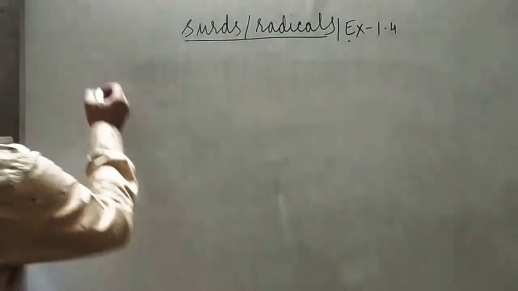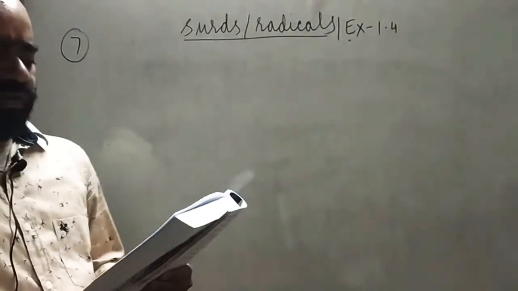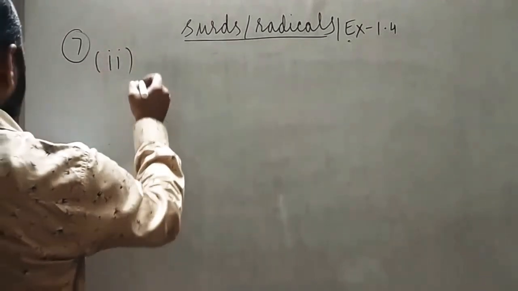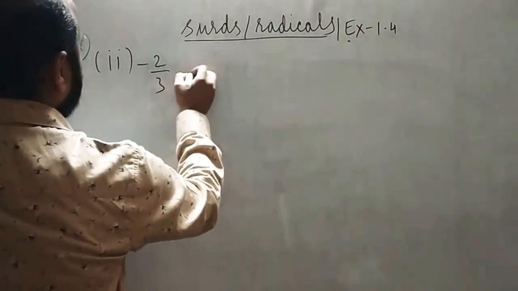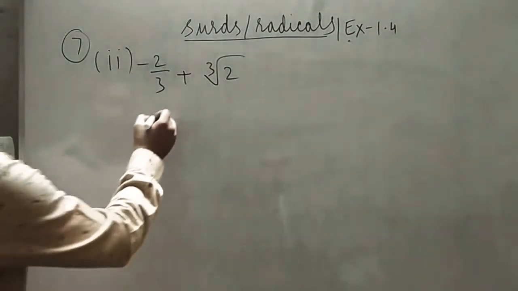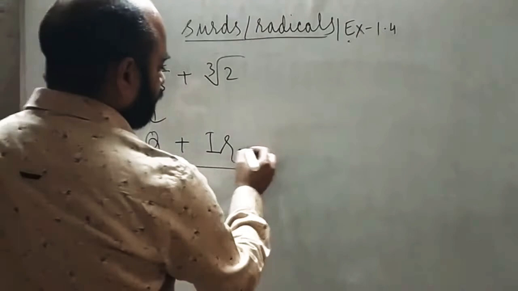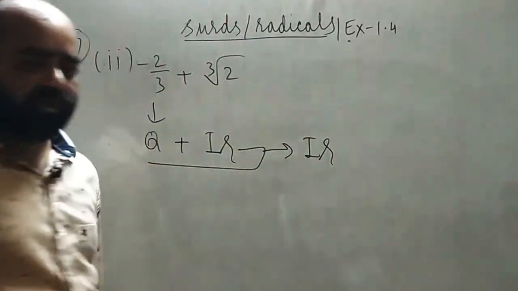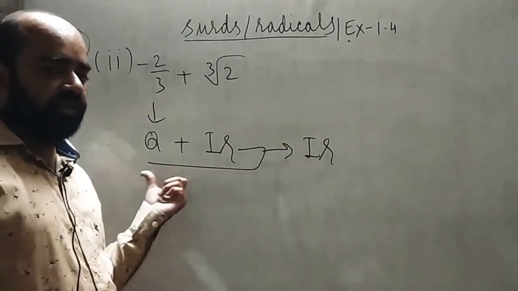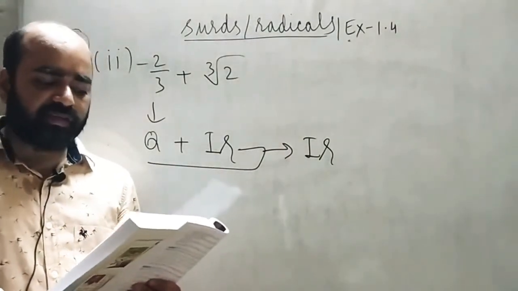So in question 7, what we have to do? State which of the following numbers are irrational. Okay, so the second part is minus 2 by 3 plus third root of 2. See, this is rational plus this is irrational. So finally that will give irrational. Remember this property: addition or subtraction of rational and irrational finally gives irrational. That is why this number is irrational.